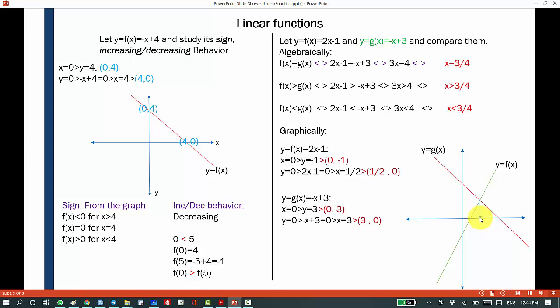For all values of x less than this point, we see that the graph of g is above the graph of f, therefore g is bigger. And for all x at the right side of this point, we see the graph of f is above the graph of g, therefore f of x is bigger.